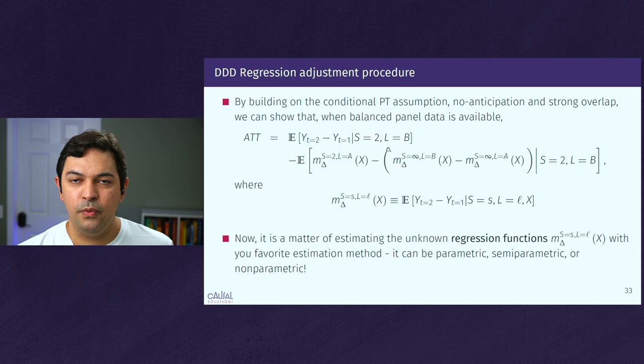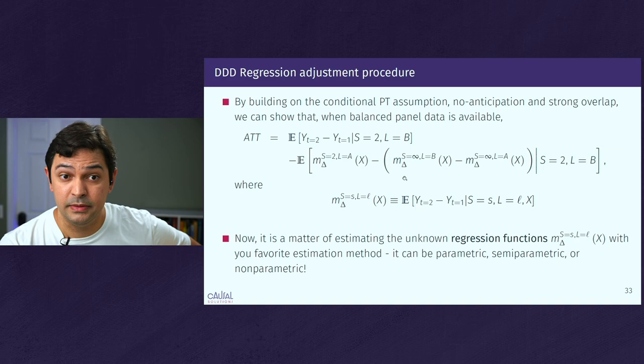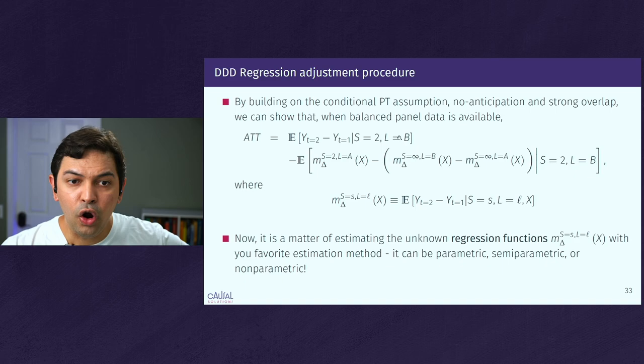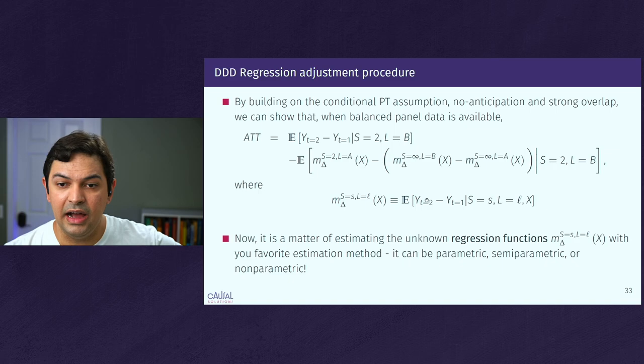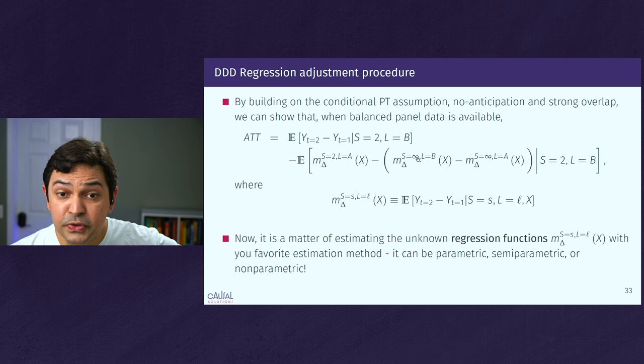Right, so how am I going to leverage this formula? How am I going to use it in practice? In practice, I'm going to slice my data into four subgroups. You are treated, s equals 2 and l equals b, or you are untreated. But if you are untreated, you can be in each one of these partitions. Now, within each of these partitions, I run a regression of the first difference of my outcome against covariate x. So within each of the subgroups, I run a separate regression, one for each.